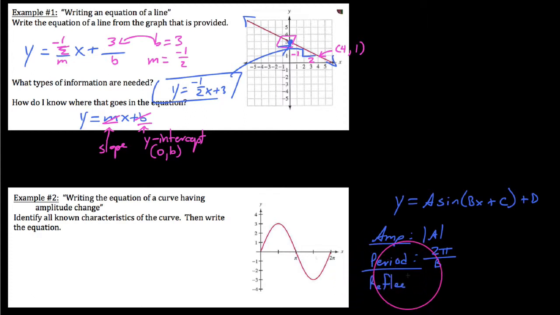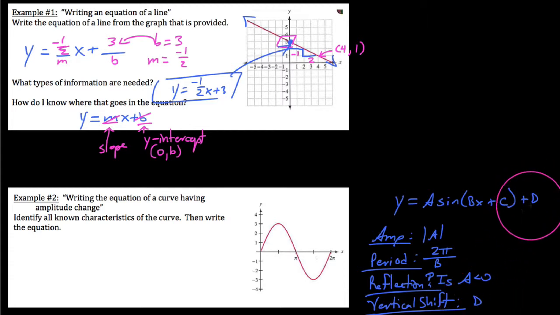When we answer this question, reflection yes or no, we're asking, is a less than 0? Because what we know is this: if a is less than 0, then it's reflected. Also this, we say vertical translation. So vertical shift. We're familiar that this d value out here controls vertical shift.